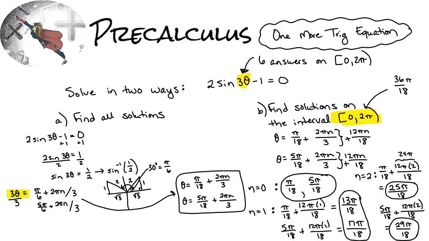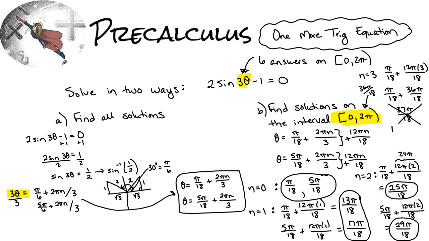Now, if you weren't sure if you could go again with another n, you could plug in n equals 3. And I'll just show you how that's going to come out too big. There's a little space right here, n equals 3. Let's say I take pi over 18, and I try to add 12 pi times 3 over 18. Well, here's the first problem. Pi over 18, that's adding 36 pi over 18. And that's already going to be too big, we can tell, but that adds up to 37 pi over 18. But remember, 2 pi, I erased it to make room, but 2 pi is a total of 36 pi over 18, so 37 pi over 18 is too big.